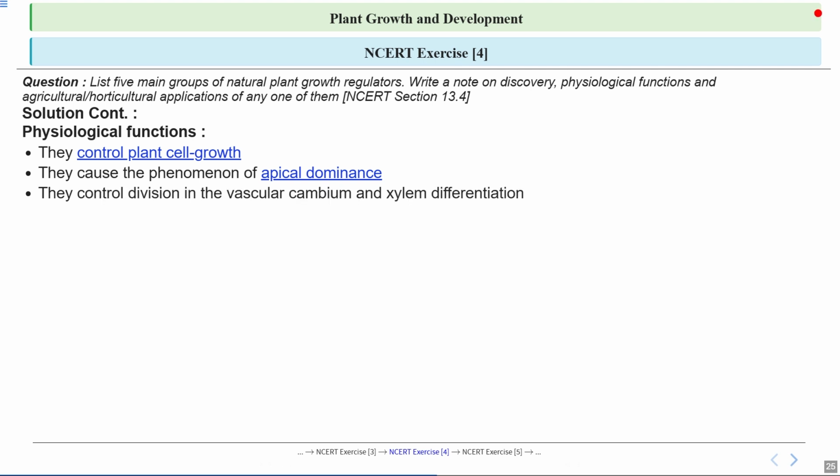Auxin also controls cell division in the vascular cambium and xylem differentiation. This is like building new highways in the plant for water and nutrients to travel efficiently. Additionally, auxins induce parthenocarpy, which is the development of fruit without seeds, and they prevent abscission, or the dropping of leaves and fruits. So this helps plants retain their fruits and leaves longer, which is especially useful in agriculture.